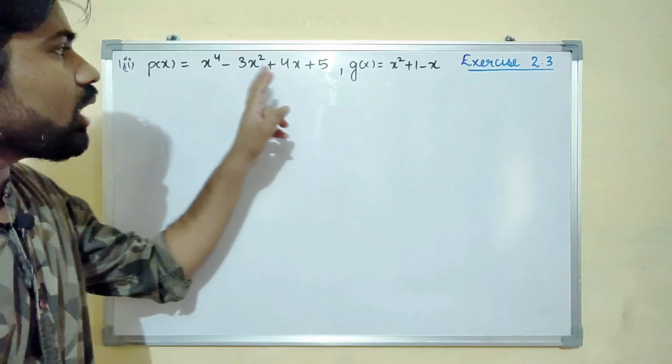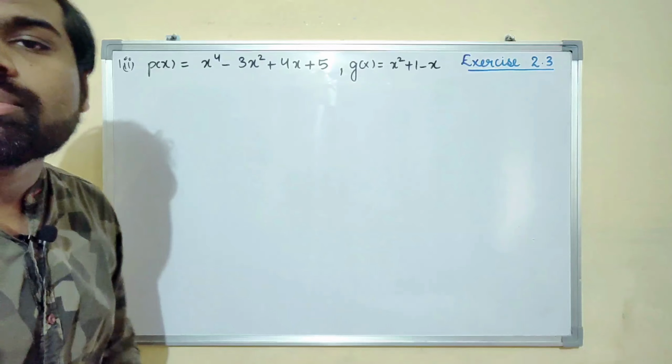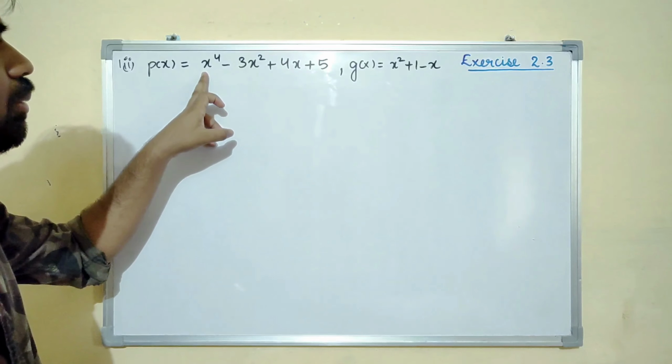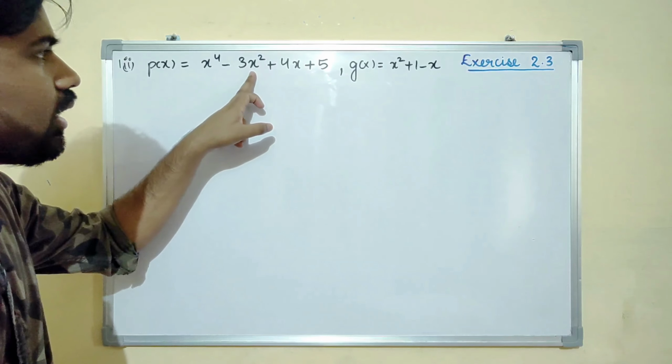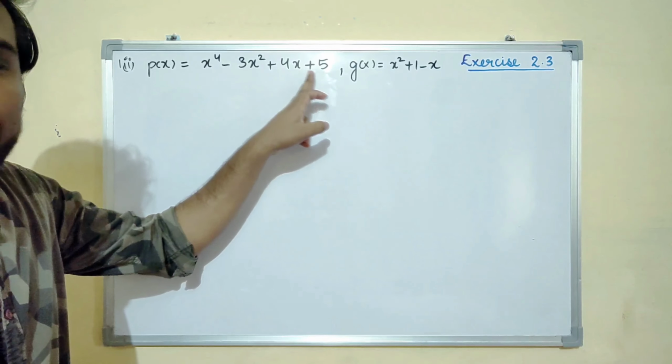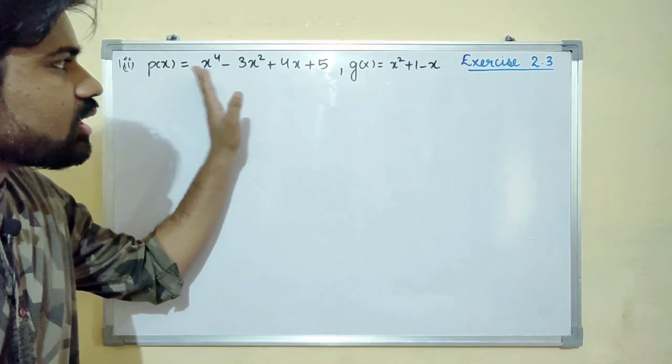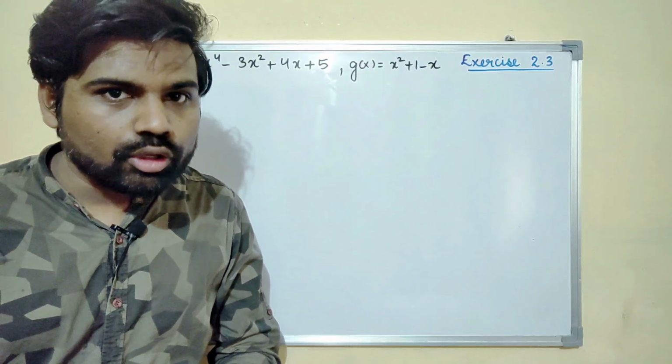What is standard form? We are writing the terms with the decreasing power of the variable, right? Here the power of x is 4 and here it is 2 and here it is 1 and here it is 0. So this is in the standard form. But there is a tip for you.